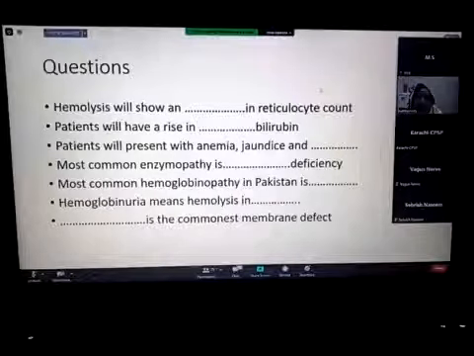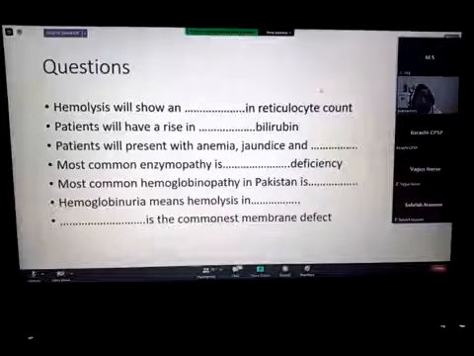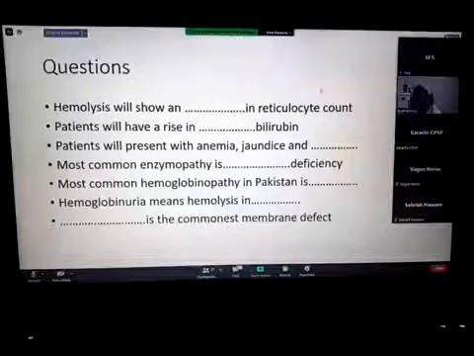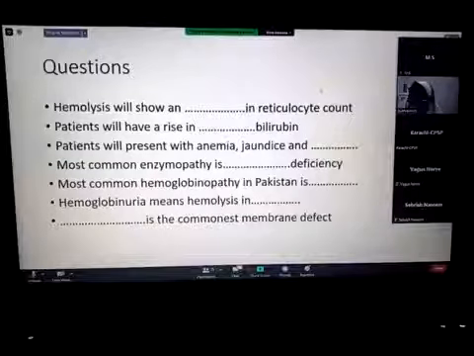Hemoglobinuria means hemolysis in vessels, that is intravascular hemolysis. And the commonest membrane defect is hereditary spherocytosis, not only in Pakistan but worldwide, where the red cells become spherical.